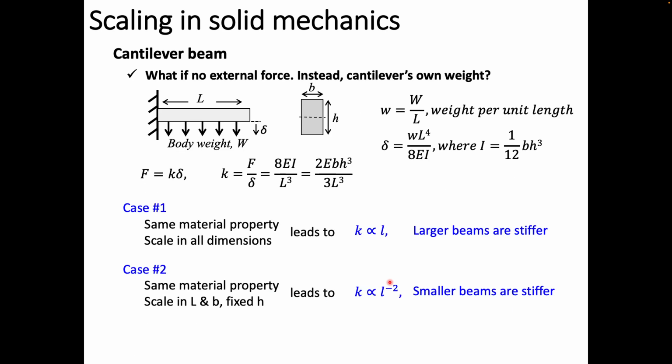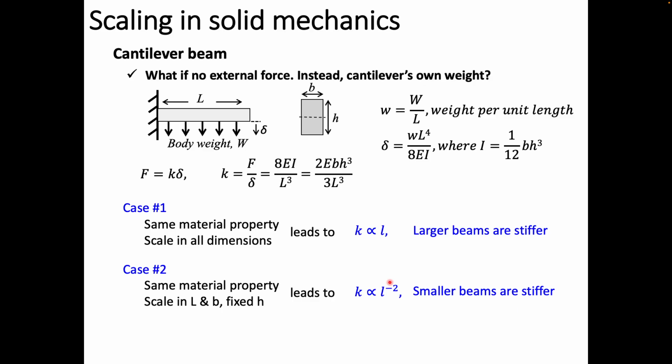For example, here, let's consider case number 1. As we scale up, what happens to stiffness? Stiffness increases, and you want to make a very stiff beam. But if you scale up, eventually what's going to happen?